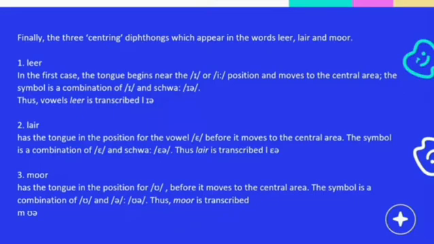Lair has the tongue in the position for the vowel e before it moves to the central area. The symbol is a combination of e and schwa. Thus, lair is transcribed lia. Lair. Moor has the tongue in the position for u before it moves to the central area. The symbol is a combination of u and schwa. Thus, moor is transcribed as moor.